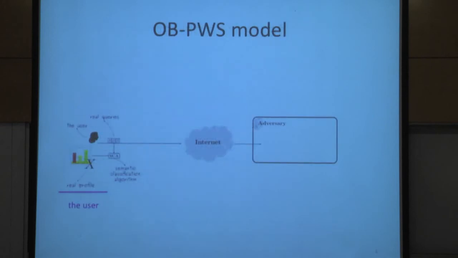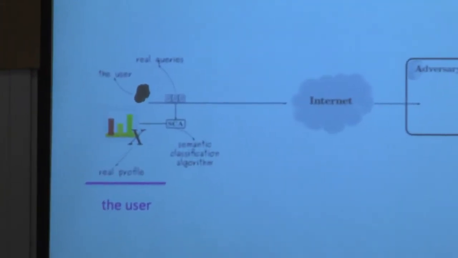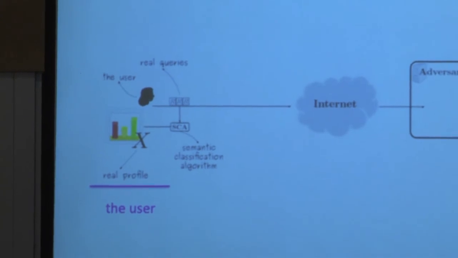Okay, so is this visible? Barely. Okay. So we have different parts in this model. So the first part is, okay, we have the user, that's the lady there, and she generates some queries. Do you have a pointer? No. Okay.